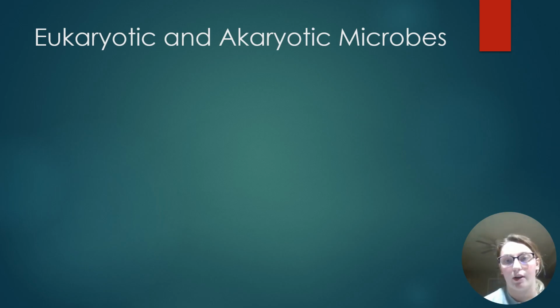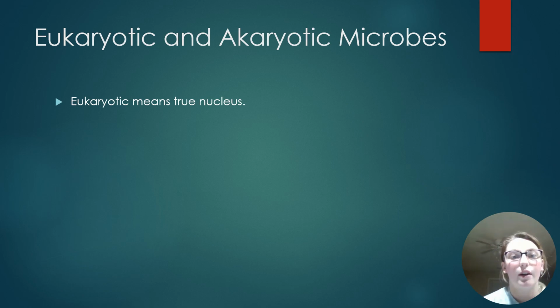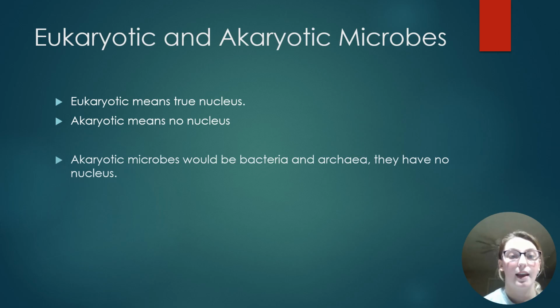Eukaryotic and akaryotic microbes. Eukaryotic means true nucleus. Akaryotic means no nucleus. Akaryotic microbes would be bacteria and archaea. They have no nucleus.